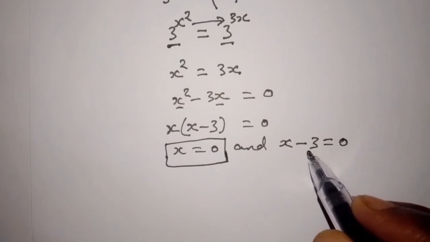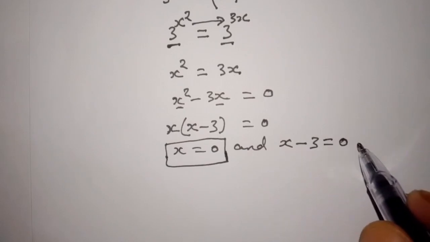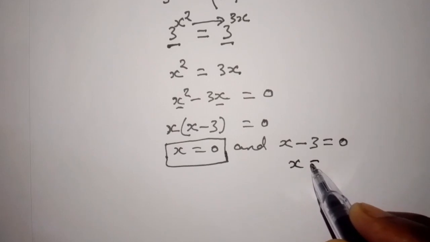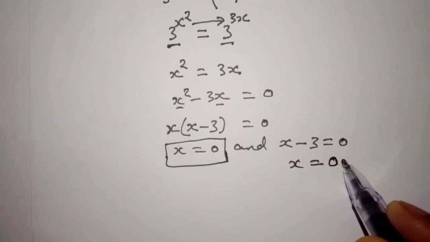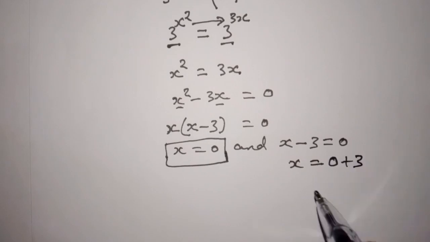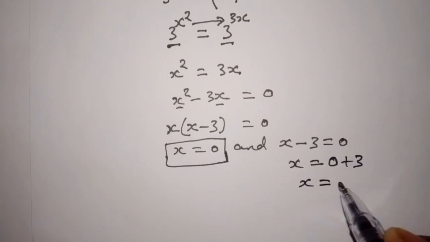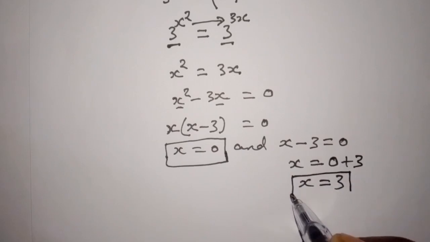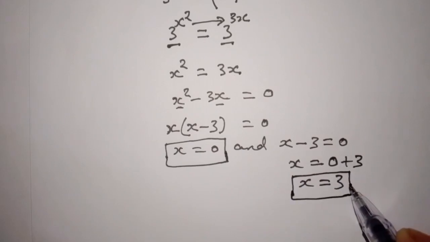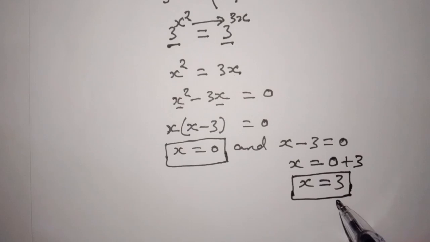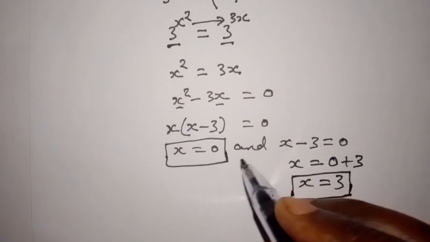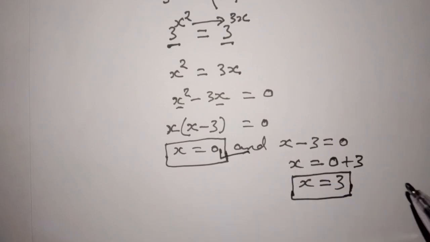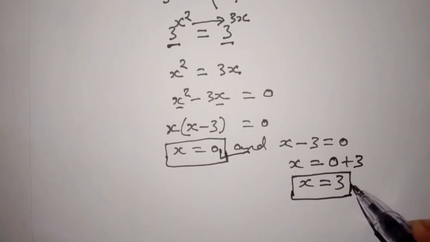We can take minus 3 to the other side, it becomes positive. x is equal to 0 plus 3. x is equal to 3. Therefore, our final answer here is x is equal to 0 and x is equal to 3.